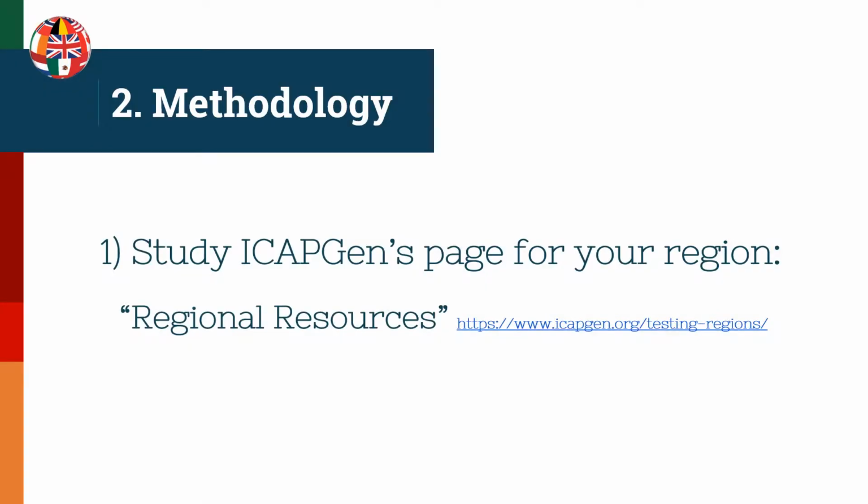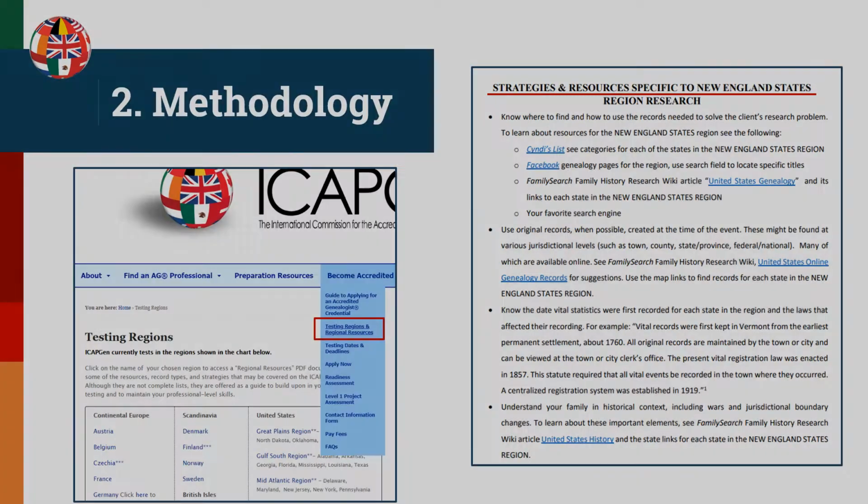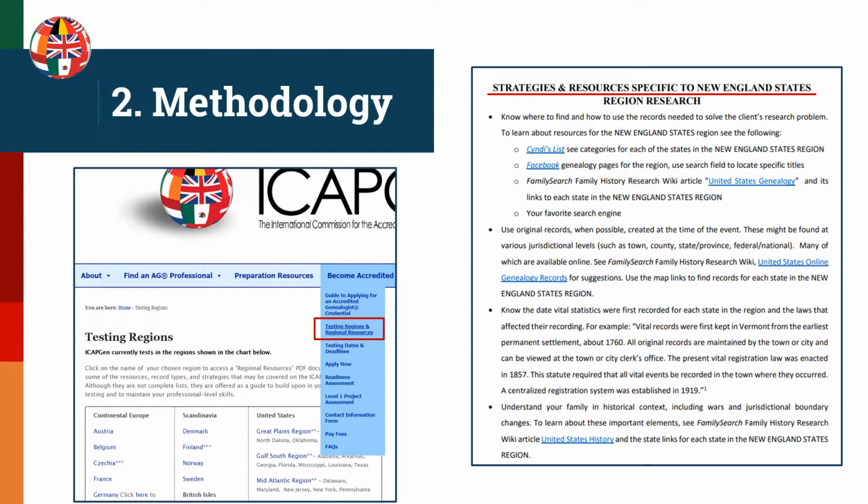One way to prepare for this section of the test is to study ICAPGen's page for your region. Under testing regions, you can find regional resources. You can see that on ICAPGen's website, if you choose Become Accredited on the tabs, then you have the option for testing regions and regional resources. Then by clicking on your region, it will bring up a PDF of your important record types and the strategies and resources for your region.